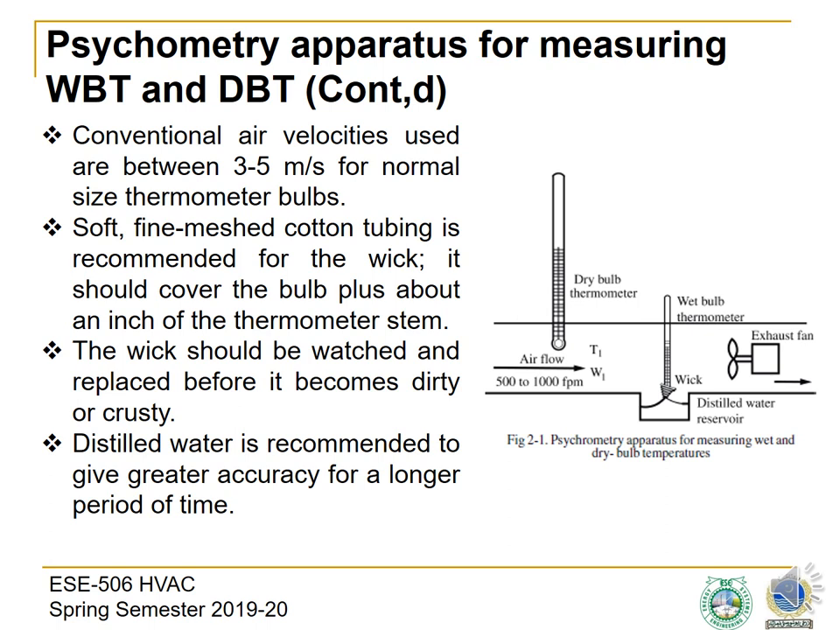Soft, fine meshed cotton tubing is recommended for the wick. It should cover the bulb plus about an inch of the thermometer stem. The wick should be washed and replaced before it becomes dirty or crusty. Distilled water is recommended to give greater accuracy for a longer period of time.